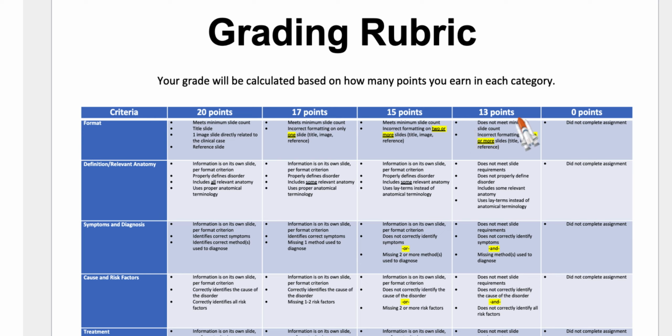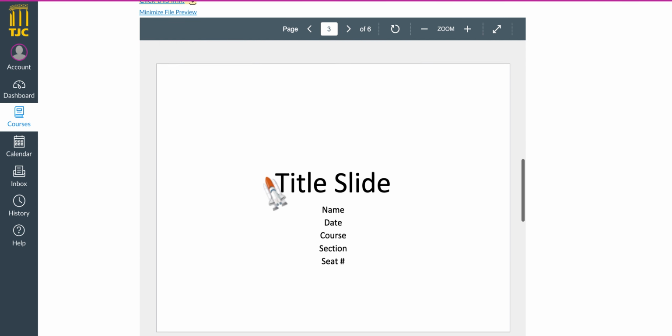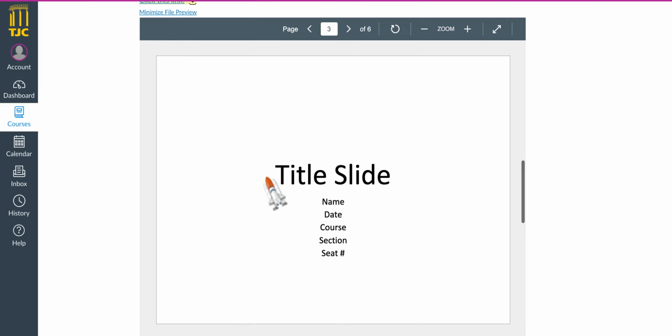These other point columns, if you end up making a grade in one of these columns, I tell you exactly why. It's because you were missing something, you didn't complete it, so on and so forth. So this grading rubric is your best friend, essentially. Okay, so as I mentioned in the other instructions, this is the format.